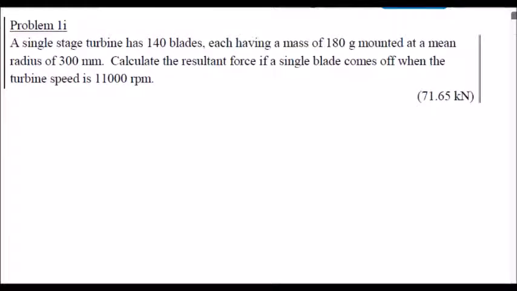Problem 1. A single stage turbine has 140 blades. Each has a mass of 180 grams, and we need to be careful with that, and a mean radius of 300 millimeters. We've got to calculate the resultant force if a single blade comes off when the turbine speed is 11,000 revs per minute. So we just need to be careful with the units given here. It's a very straightforward calculation. It just wants us to find the centrifugal force, but some of the units are a little bit dodgy, so we need to be careful of those.